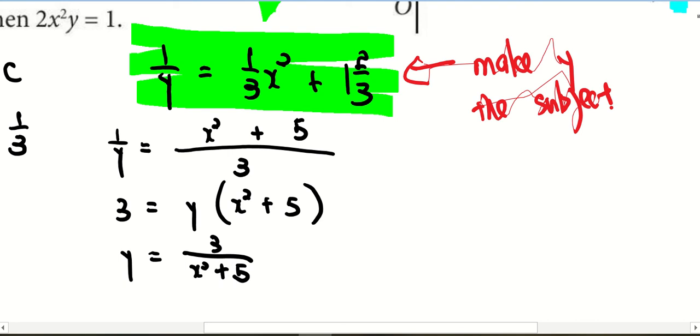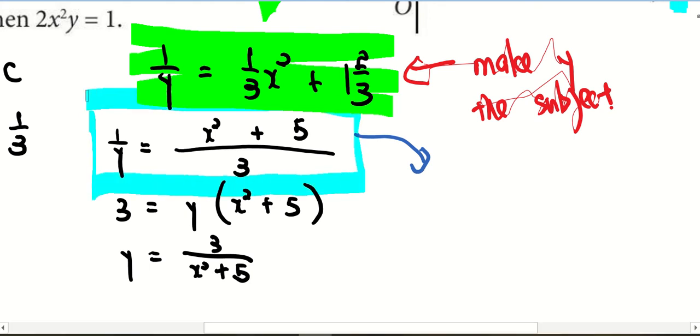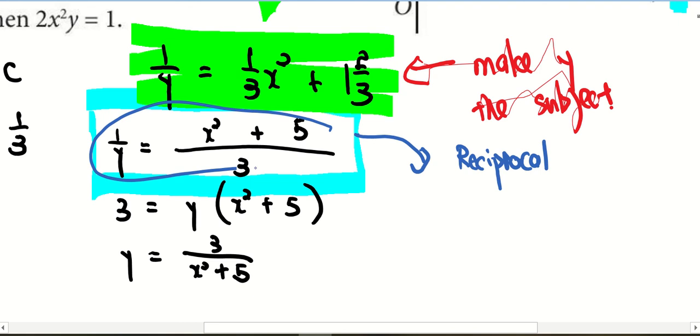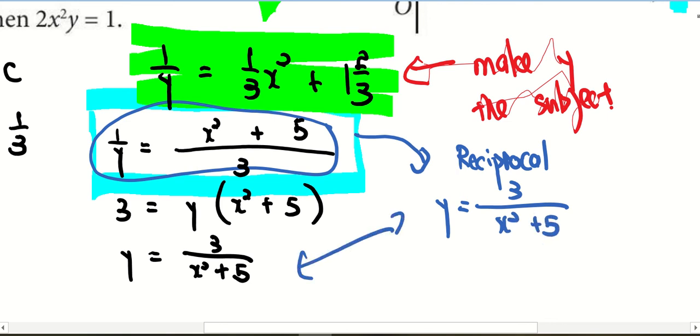I'm also going to show you another method. So long as I have a single fraction on each side of the equal sign, I can make use of the reciprocal. You have learned this word in lower sec. Reciprocal means you can flip the numerator and the denominator around. Meaning, if I were to take the reciprocal of this step because I have single fraction on each side, can you see that both my answers are the same?